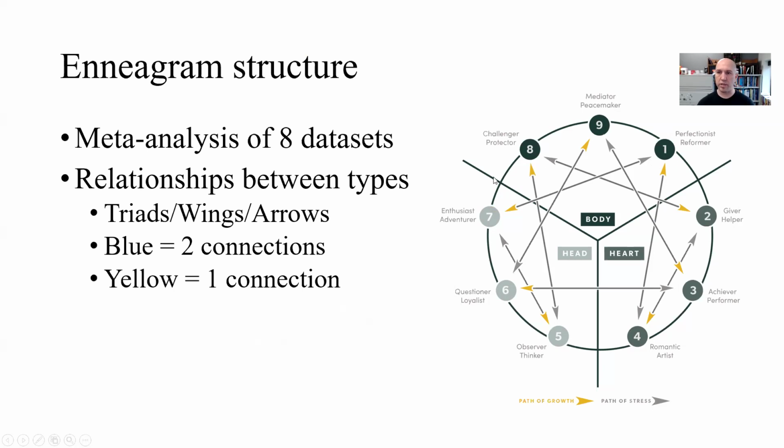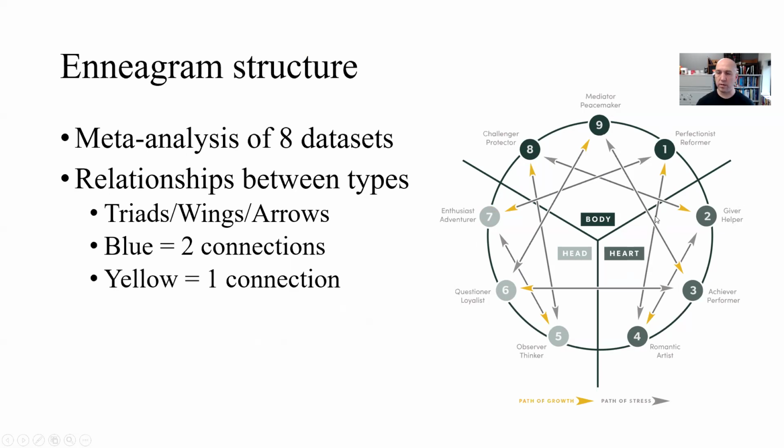Types can be related to each other by sharing a triad. Here we see these 3 different triangles. They can have wings for each other. So 9 can have an 8 or a 1 wing, 1 can have a 9 or a 2 wing, 2 can have a 1 or a 3 wing, and so on. Just the adjacent types can be wings. And then the arrows, the directions of growth and strength, connect the types.